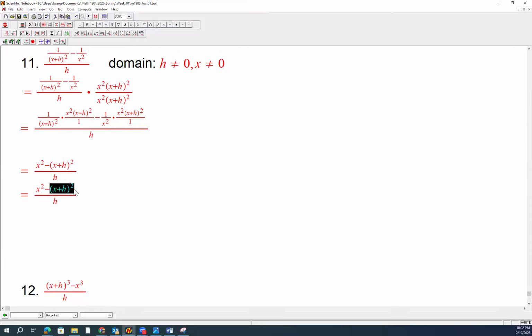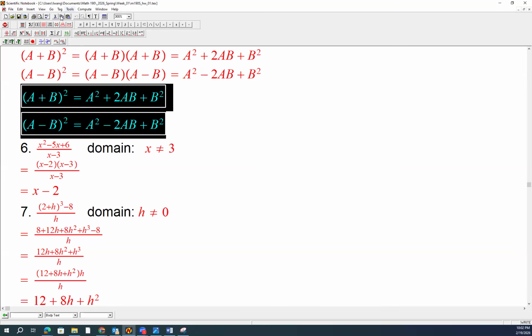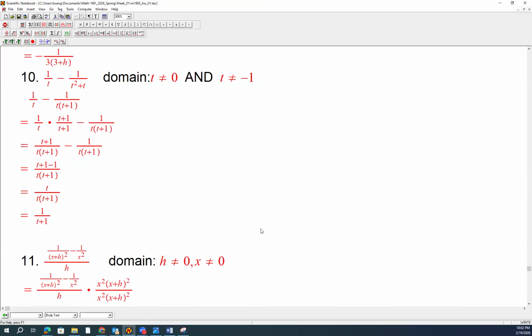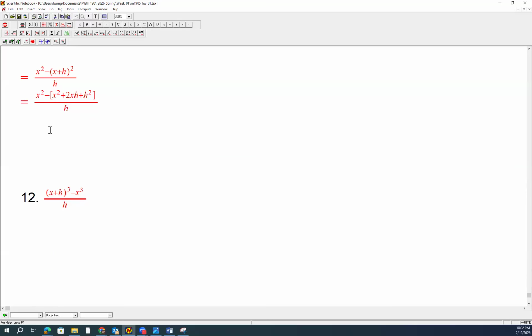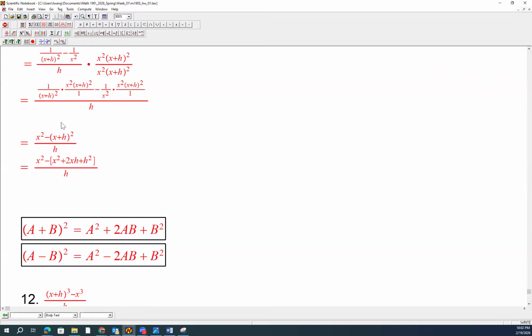We're going to FOIL that part. So this part will be FOILed into x squared plus 2xh plus h squared. Which formula did we use here? The formula we used was one of these. So we used one of these formulas, or you just do your own FOIL, no problem. Okay.